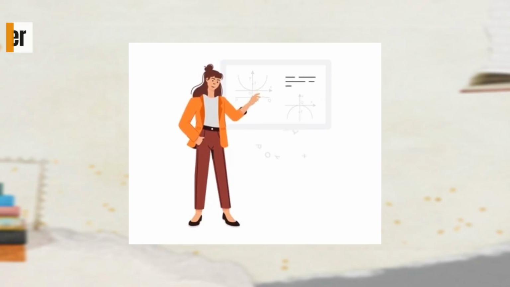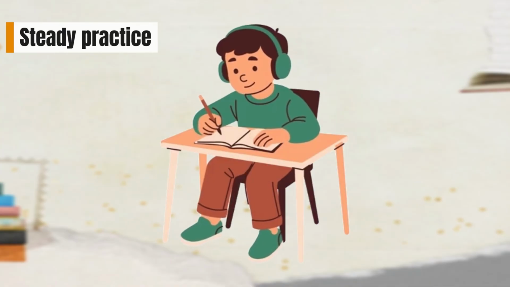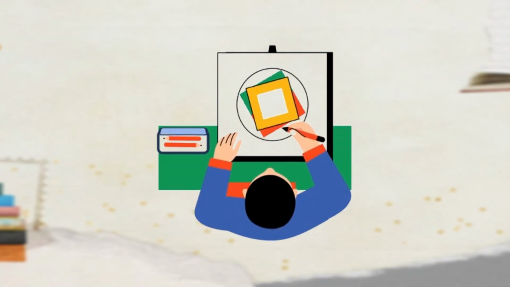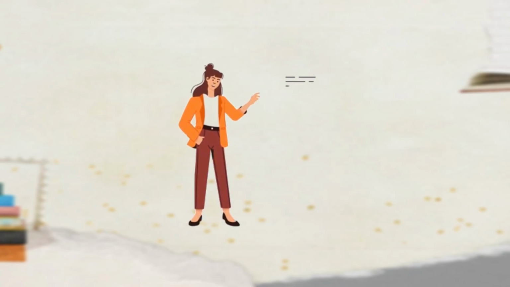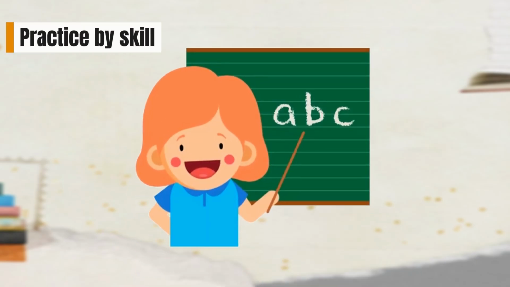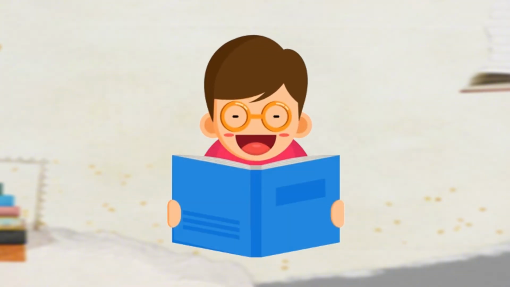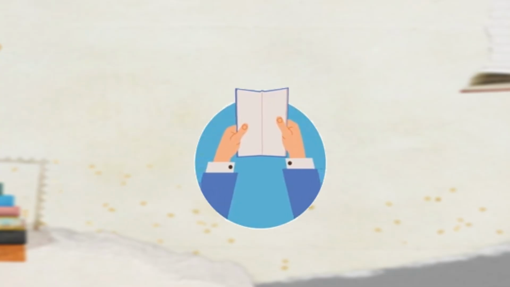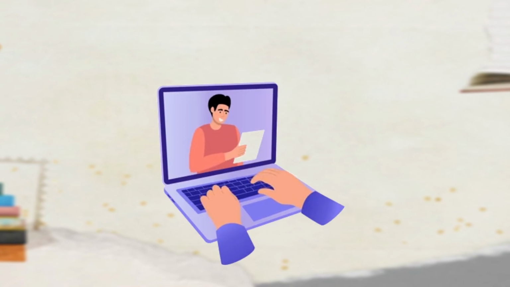So how can you help your child improve their MAP performance? Start with steady practice. Short, focused sessions are usually better than long sessions that feel stressful or overwhelming. Next, practice by skill. Use your child's last MAP score chart to identify weaker areas and gaps and focus on them first. This usually results in the biggest score improvements.